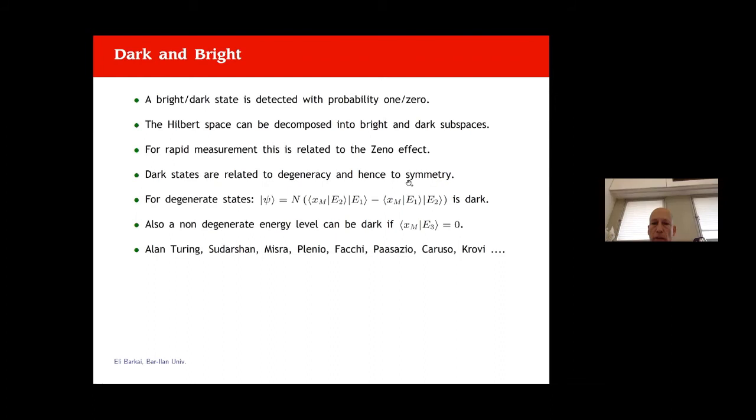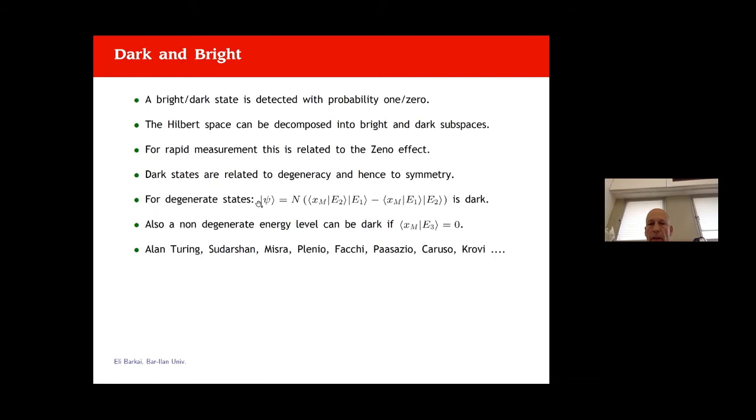And what is the reason here? Let's assume that we have two degenerate energy levels, E1 and E2. Some generic ones, they have the same energy. Then I can take a linear combination of the states E1 and E2 with these amplitudes here, where x_m again is where you detect the particle, and here you have the overlaps of x_m with E1 and E2.